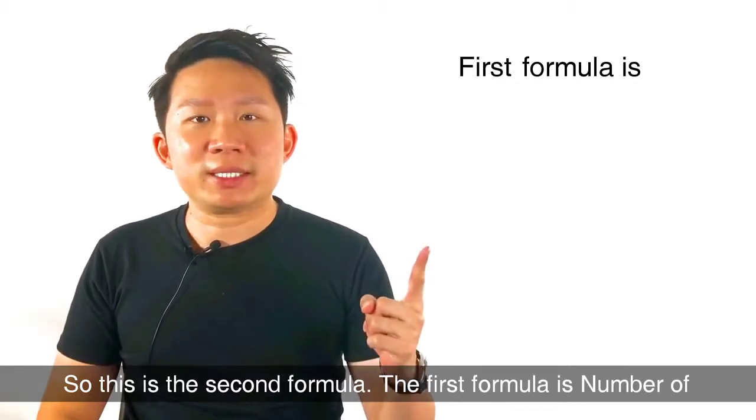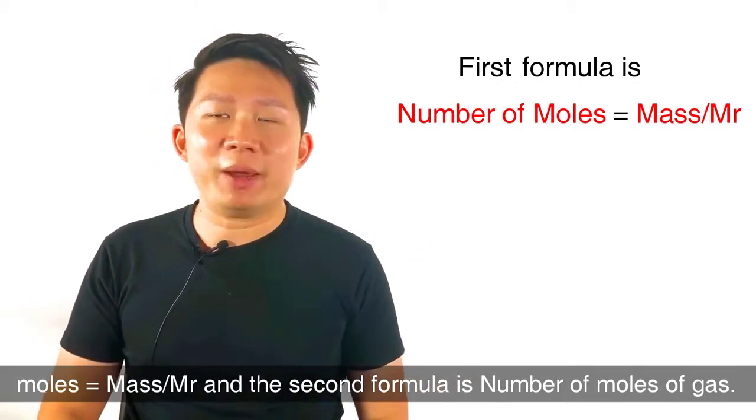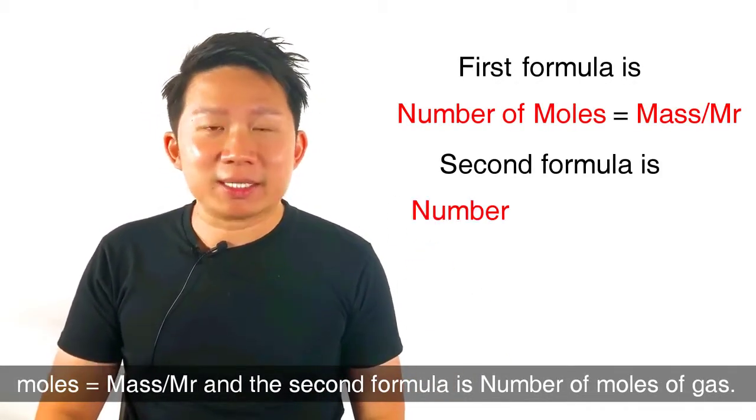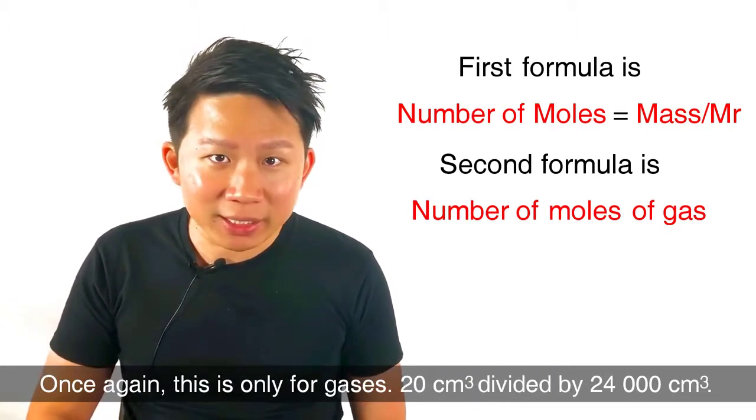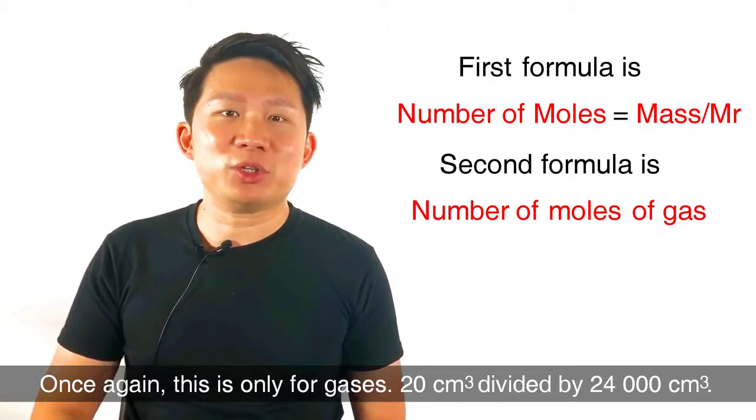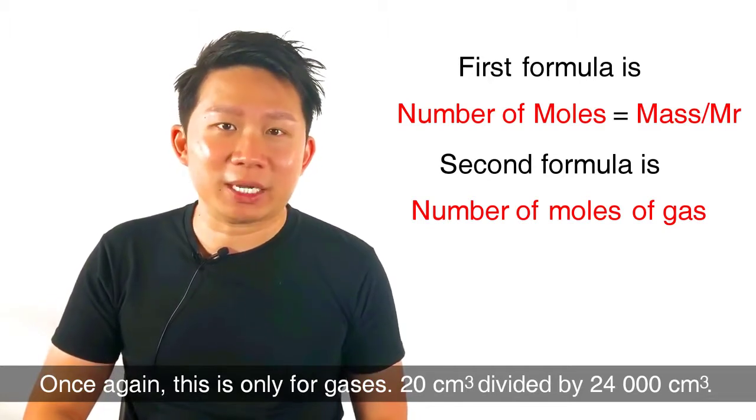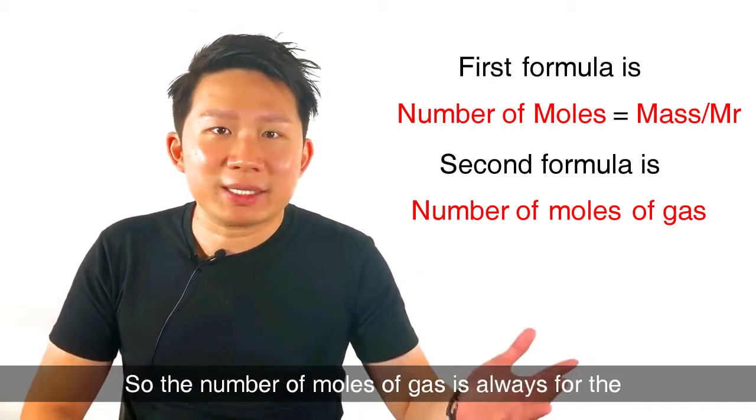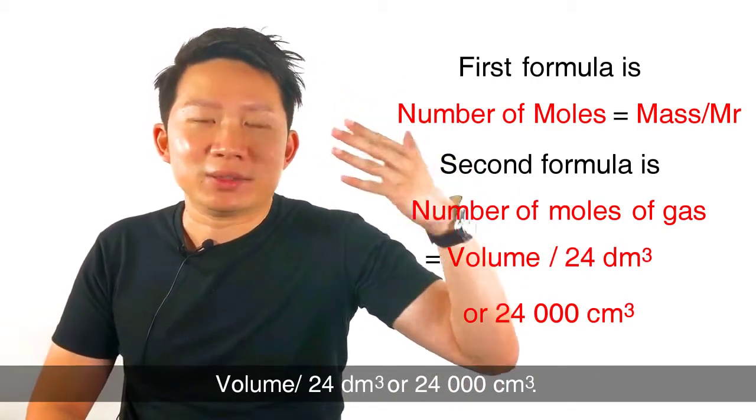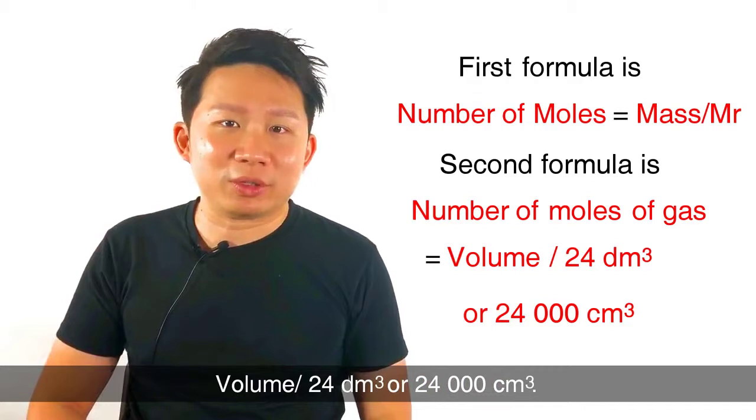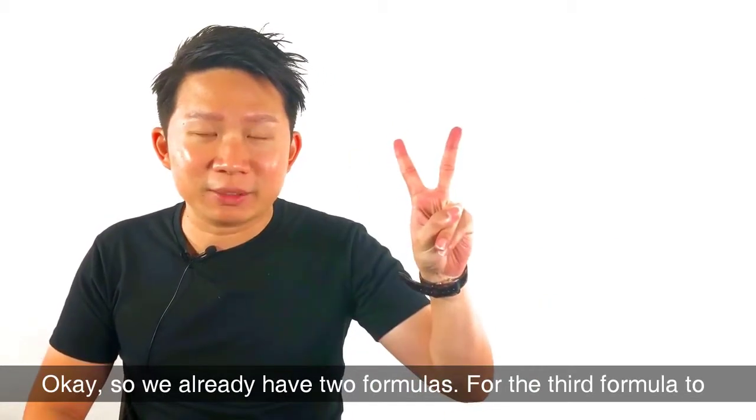Okay, so this is the second formula. The first formula is number of moles equals mass over MR. The second formula is number of moles of gas. So I emphasize again, it is for gases only. 20 cm cube divided by 24,000 cm cube. So number of moles of gas is always volume of gas divided by 24,000 cm cube or 24 dm cube. So two formulas already, right?